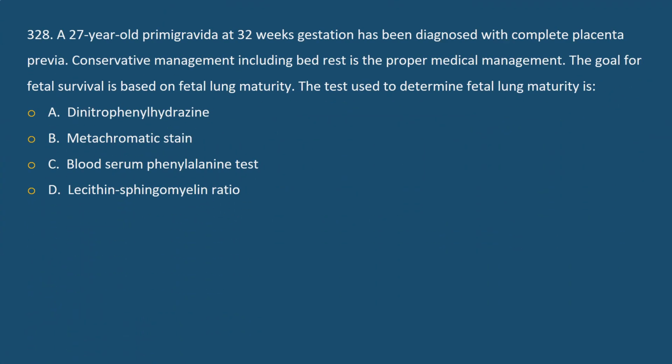Question 328. A 27-year-old primigravida at 32 weeks gestation has been diagnosed with complete placenta previa. Conservative management, including bed rest, is the proper medical management. The goal for fetal survival is based on fetal lung maturity. The test used to determine fetal lung maturity is: A. Dinitrophenylhydrazine, B. Metachromatic stain, C. Blood serum phenylalanine test, D. Lecithin/sphingomyelin ratio.